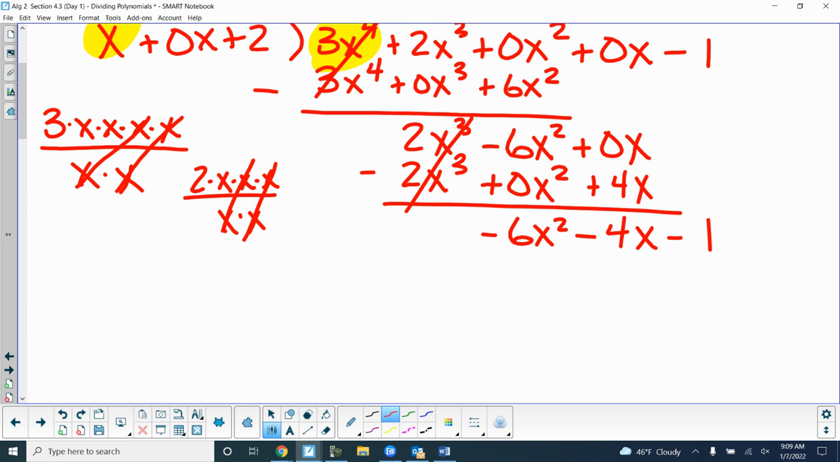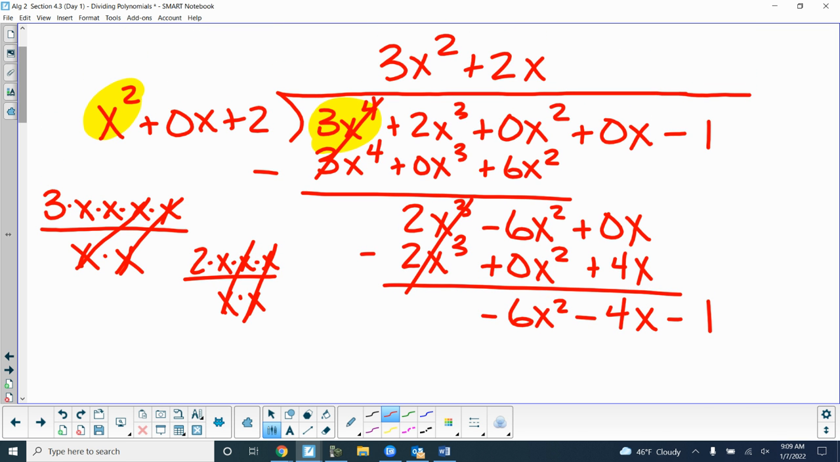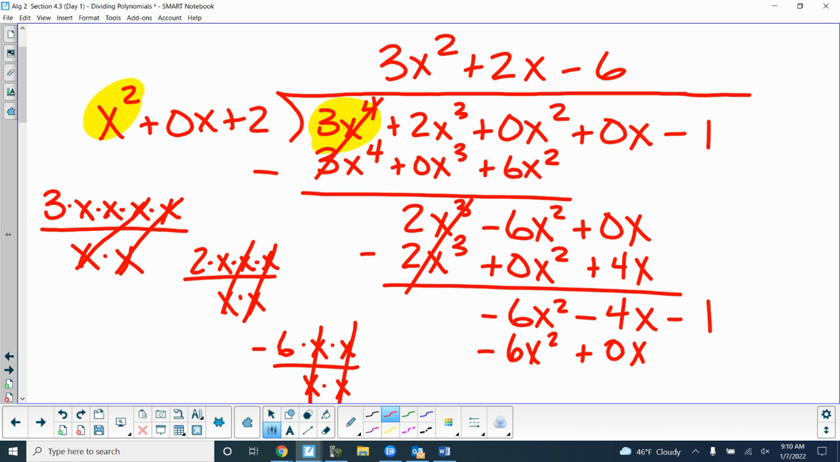Okay? So, again, I went a little too high here. Oops, too low, I guess. What is negative 6x squared divided by x squared? It's negative 6, right? So I put minus 6. And then what do I do with that minus 6? I multiply it to get those numbers underneath, right? It's like distributing. Negative 6 times x squared. Negative 6 times 0. And negative 6 times 2.